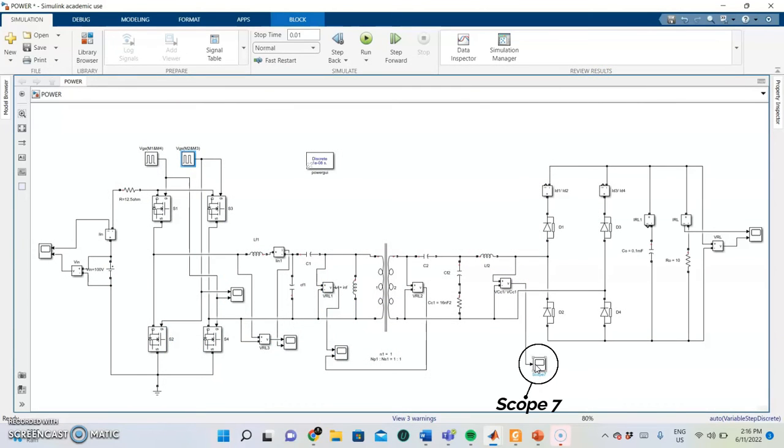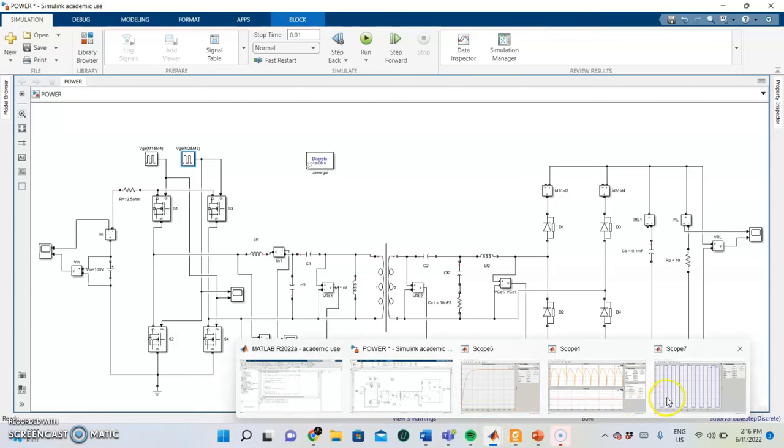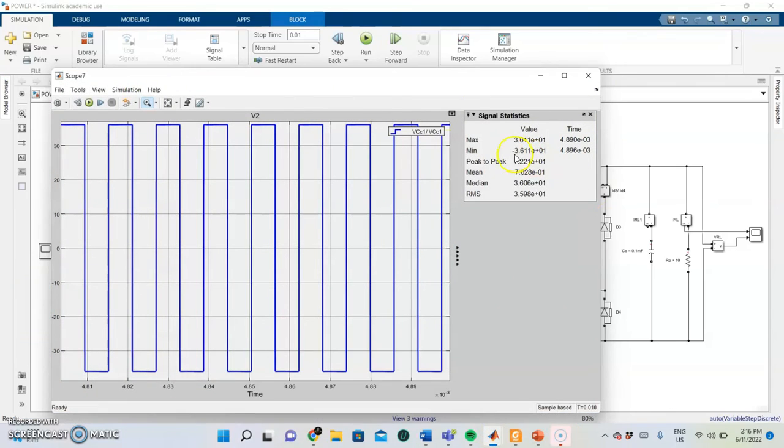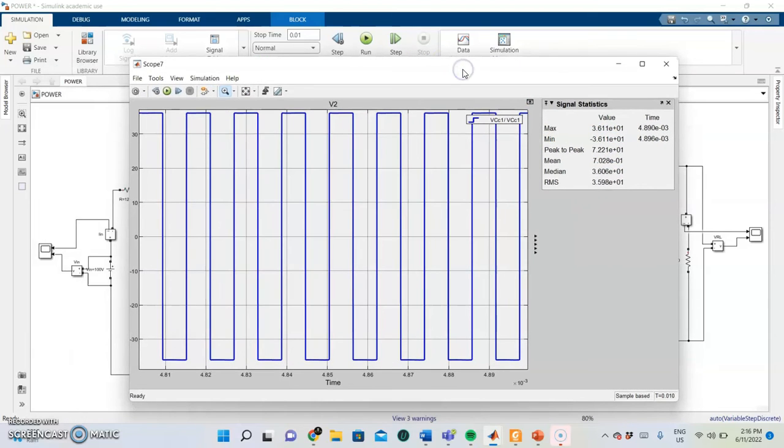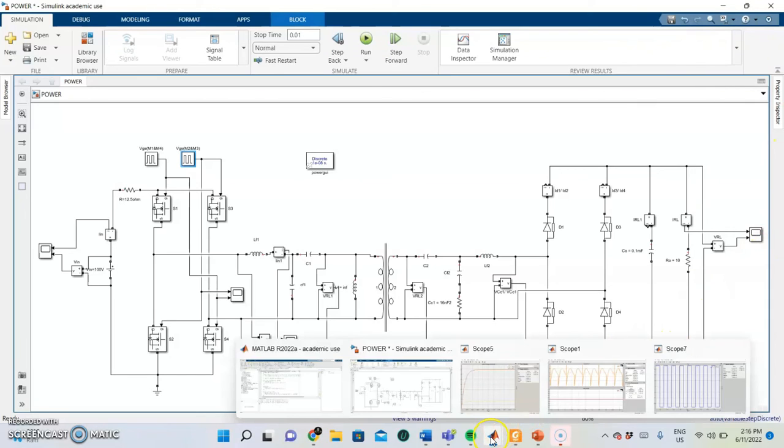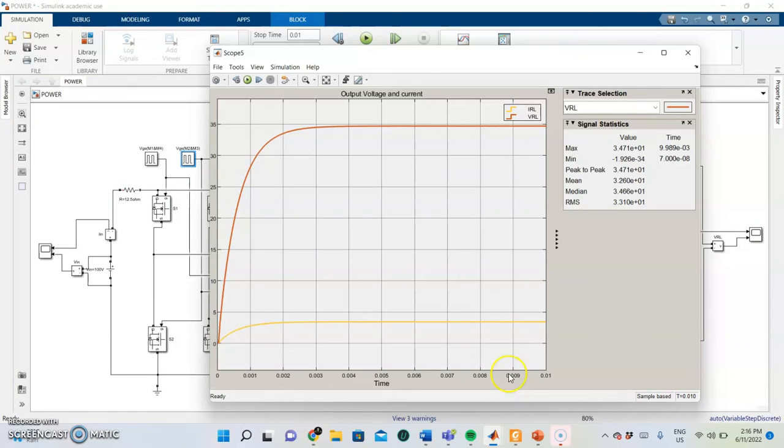At scope number 7, we get to see the waveform was converted back into a square wave before entering the rectifier at the secondary side. This is thanks to the LCC compensation network at the secondary side. Finally, the output voltage and current are obtained and observed using scope number 5.